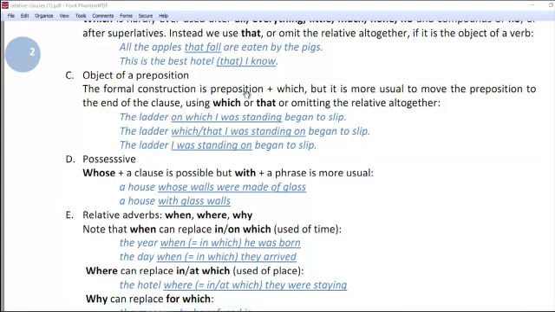Point number E. Relative adverbs: when, where, why. Note that when can replace in or on plus which, used for time. The year when he was born, or the year in which he was born. The day when they arrived, or the day on which they arrived. Where can also replace in or at which, used for a place, like the hotel where they were staying, or the hotel in or at which they were staying.